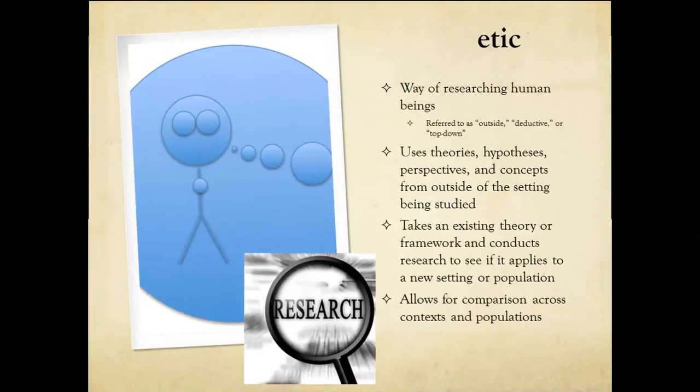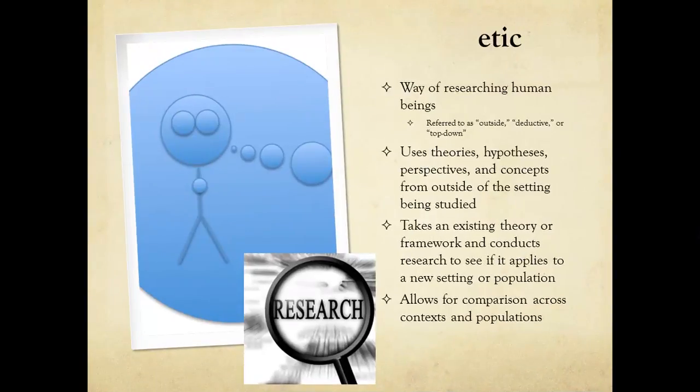On the other hand, etic is a way of researching human beings that is referred to as outside, deductive, or top-down. It uses theories, hypotheses, perspectives, and concepts from outside of the setting being studied. It takes an existing theory or framework and conducts research to see if it applies to a new setting or population. It allows for comparison across contexts and populations.